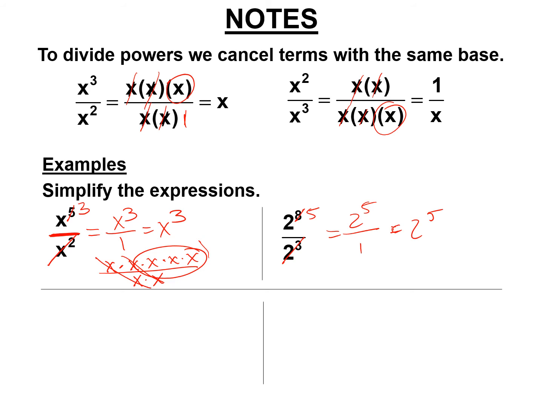So what's going on here, right? When you're multiplying powers, you add the exponents. What did we do here? We subtracted the exponents. But there's a little trick to it. Why didn't I just write that up in the notes? This is why.